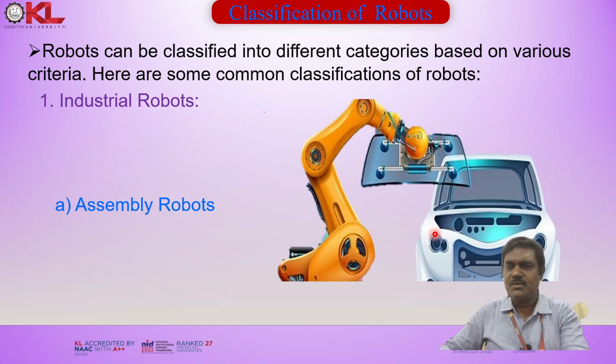Most of the robots are used in the assembly division to make the assembly of the cars. Whatever automobile industries they are, they use robots for assembly. So this is one of the main applications of assembly robots. According to their application, we can classify the robot. These robots come under assembly robots.